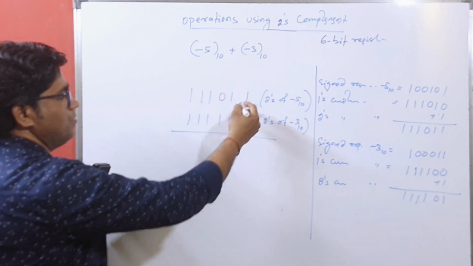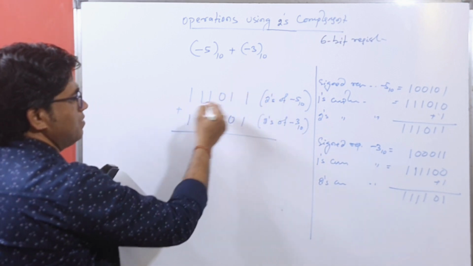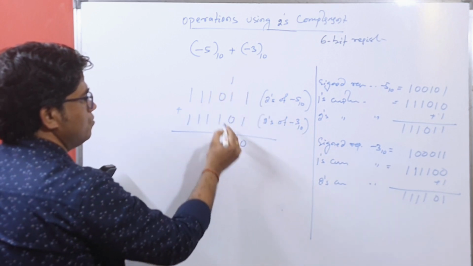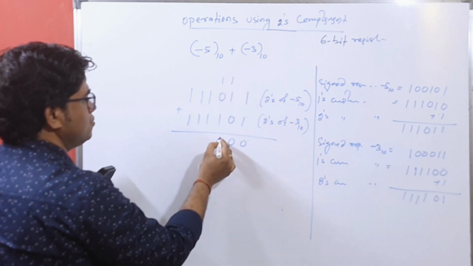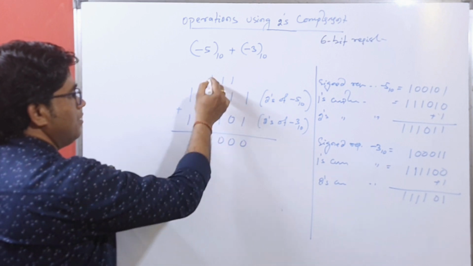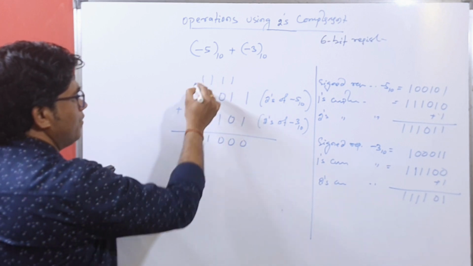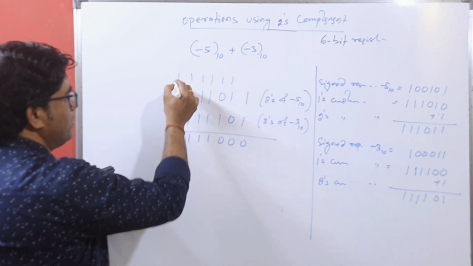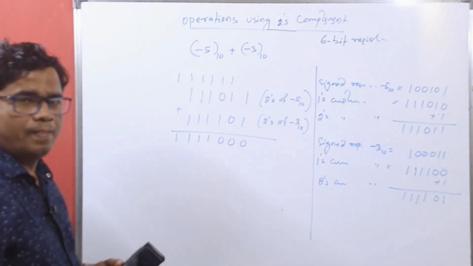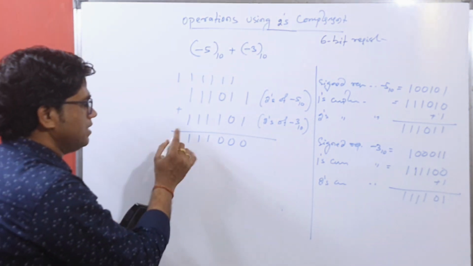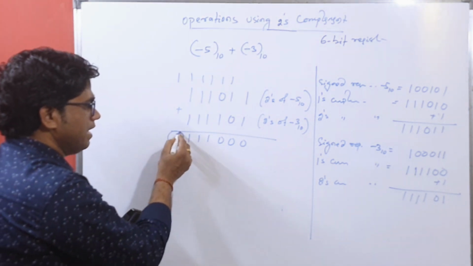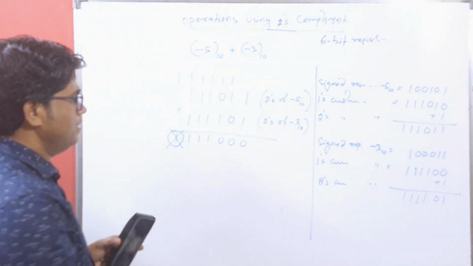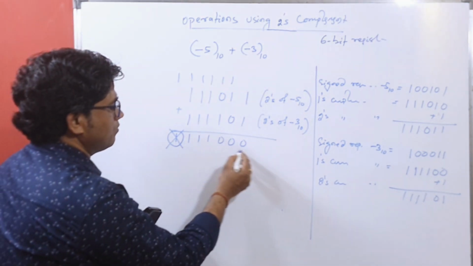So perform the simple addition. 1 plus 1, how much? 0, carry 1. 1 plus 1, 0, carry 1. 1 plus 1, 0, carry 1. Triple 1 is 3, that is 1, carry 1. That is 1, carry 1, 1, carry 1, and a final carry. Okay. And in 2's complement, there is a rule: if there is any carry out, you simply discard it, right? So this is now the result.